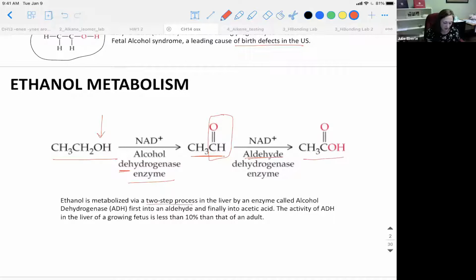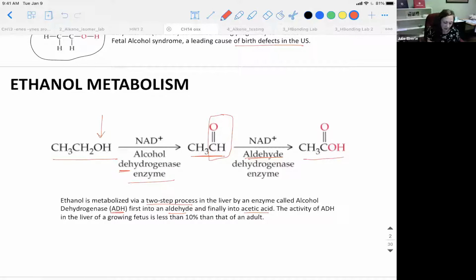It's a two-step process in the liver. That's where things are broken down. The first enzyme, alcohol dehydrogenase, we call it ADH for short, breaks it down into an aldehyde and then finally into acetic acid, which is a carboxylic acid. We haven't talked about carboxylic acids yet, but that's the end result, and that is a safer molecule for our body than the alcohol. So we're not going to have the same effects from acetic acid that we would from ethyl alcohol.